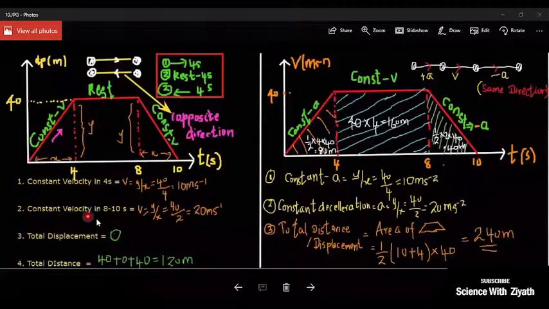See the constant velocity in 8 to 10 seconds. Y over x-axis, this y is 40, this x-axis is 10 minus 8, 2. 40 over 2, 20 ms minus 1. And I have asked here constant deceleration. A is equal to y over x. This y-axis is 40, 10 minus 8, 2. 40 over 2, 20 ms minus 2 here.